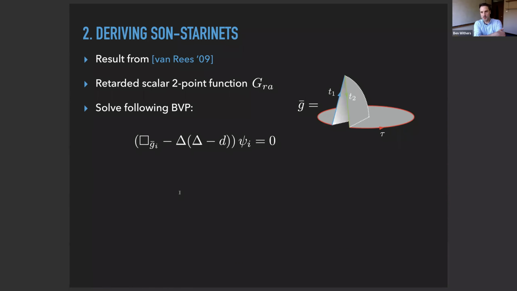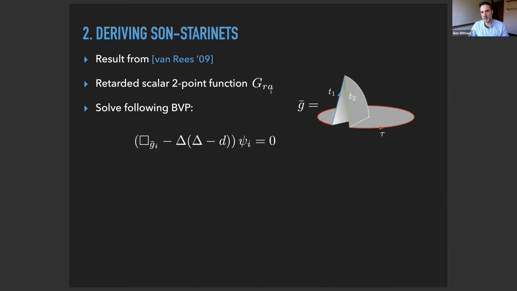All right, so with this prescription in mind, we can now return to this statement that the Son-Starinets-Herzog prescription can be derived from this real-time formalism. So I'm going to review this argument. This was presented in a paper by van Rees. What we want to compute is this retarded two-point function G_RA. Remember, we need to compute the gravitational path integral in the presence of these sources, which live on these segments 1 and 2, and take appropriate variations to get G_RA. So it's a linear response calculation since we're doing two-point functions.